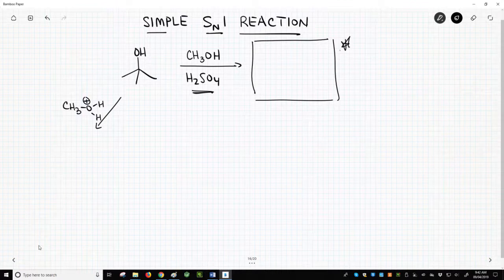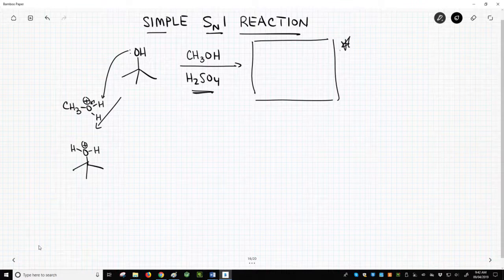When sulfuric acid is mixed with methanol, methanol gets protonated by the strong acid, just like water gets protonated by strong acids to make hydronium ion. Okay, at least we will now have a good leaving group, OH2+. What will this leaving group do?